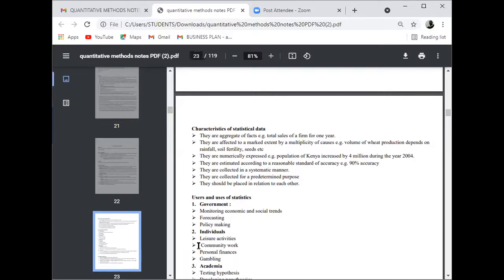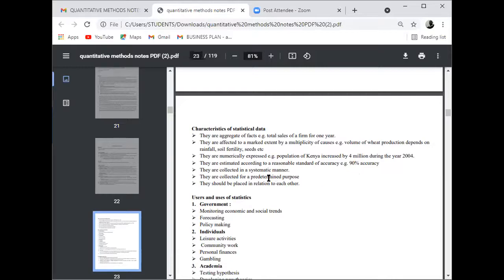They are numerically expressed. Actually, in statistics, we don't consider the qualitative variables. In statistics, we purely talk about the quantitative variables, those variables which can be expressed numerically. And then they are estimated according to the reasonable standard of accuracy. And actually, we cannot be 100% accurate. Even when the country is doing the census, the statistics that it is going to have is not 100%. It is just going to have a certain level of percentage of accuracy. And here you find that the more the percentage of accuracy, the more reliable the data.